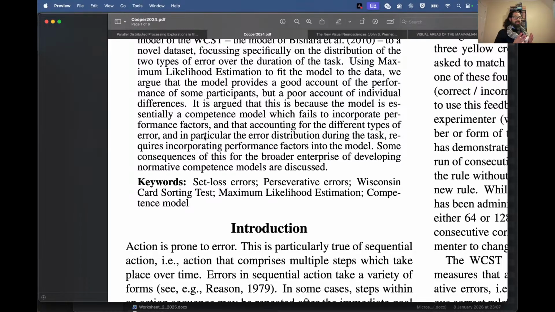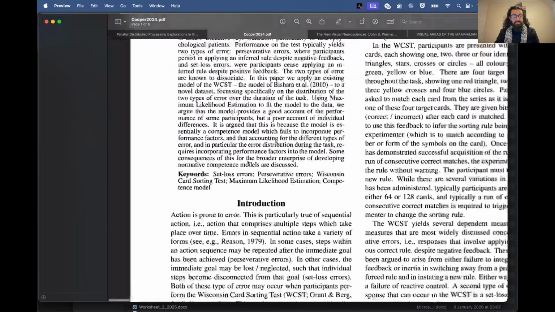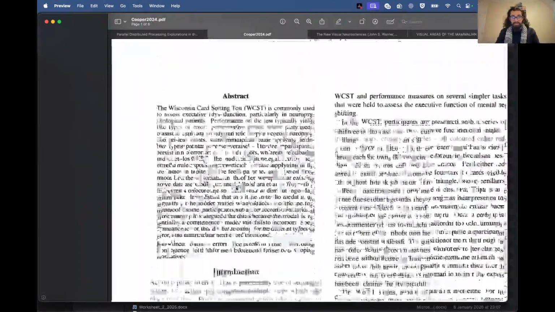So quite easily, it's very difficult to understand individual differences because this model is a competence model, and according to Rick here, it fails to incorporate performance factors, and accounting for different types of error, and in particular the error distribution during the task, requires incorporating performance factors into the model. Right, so it's a nice abstract here.